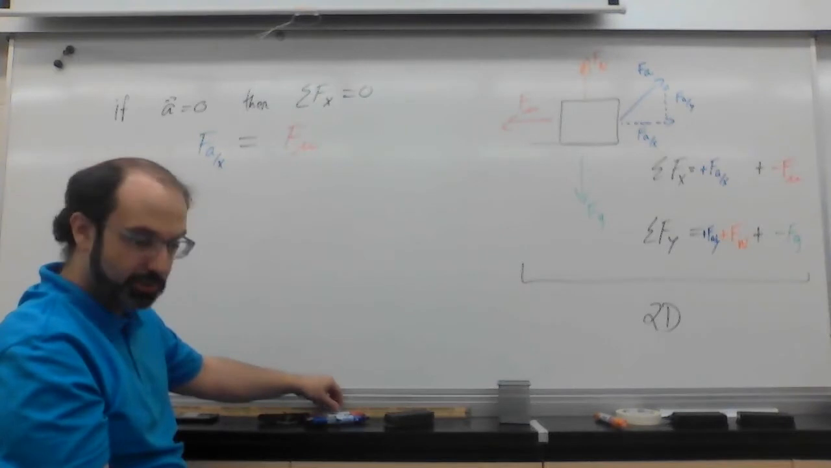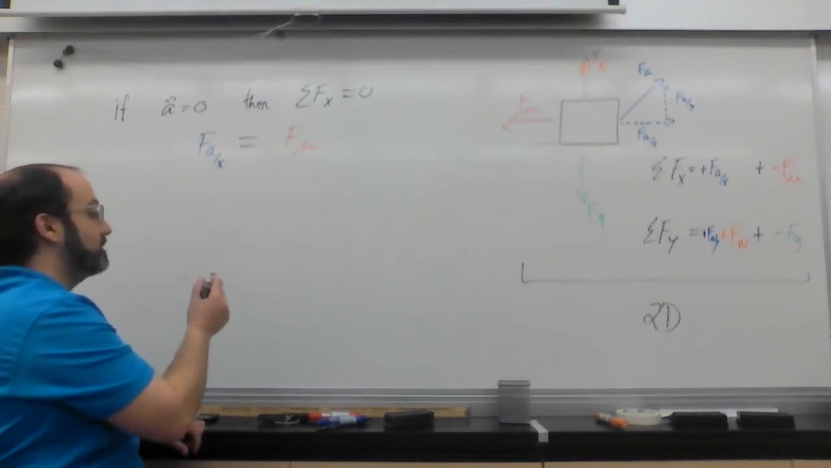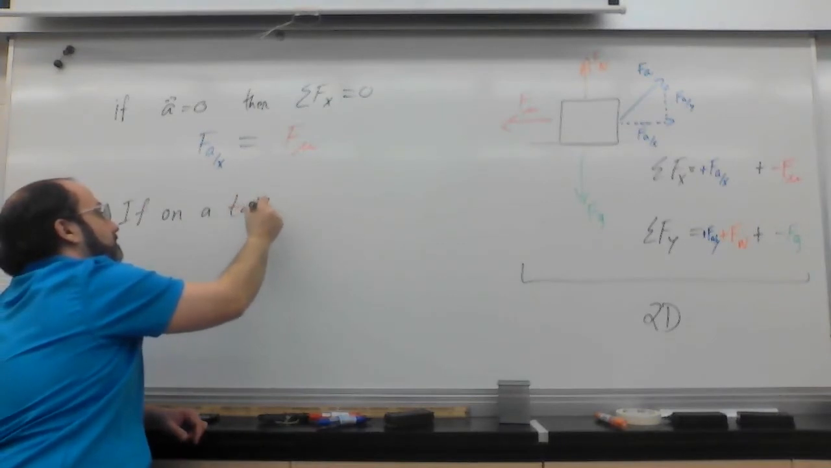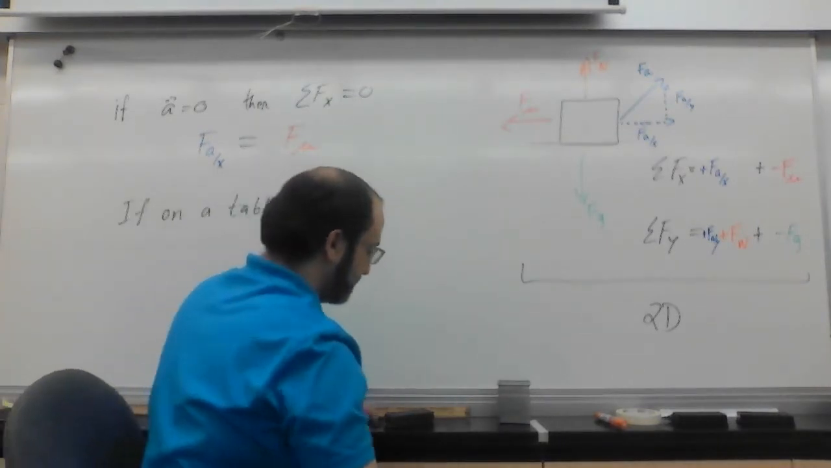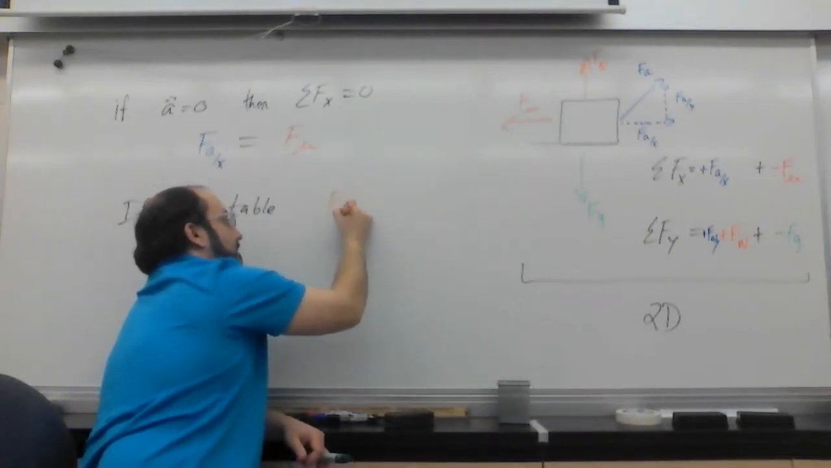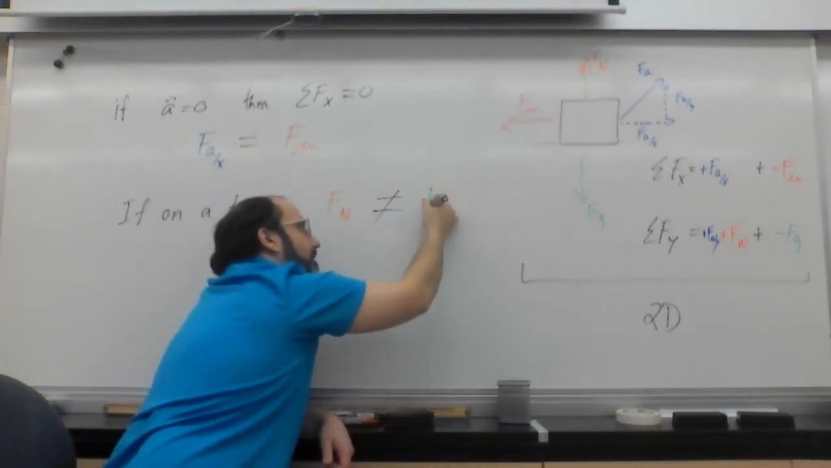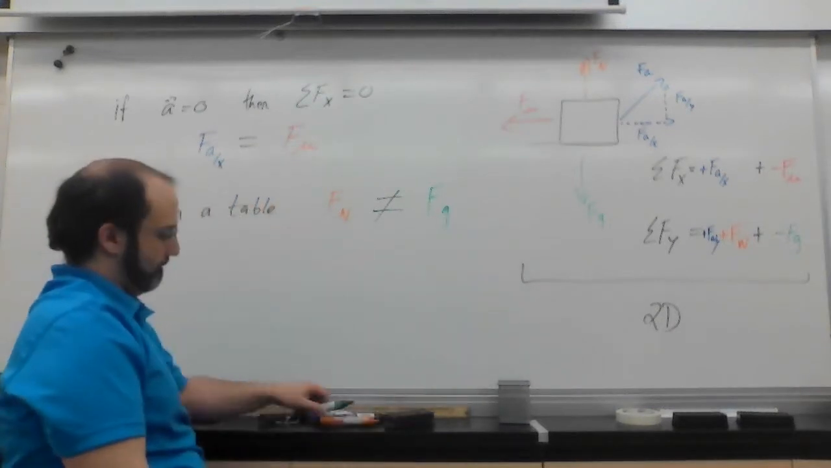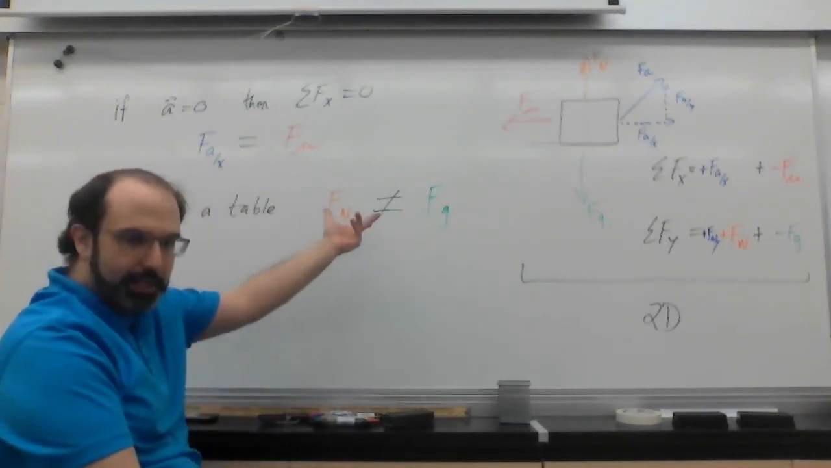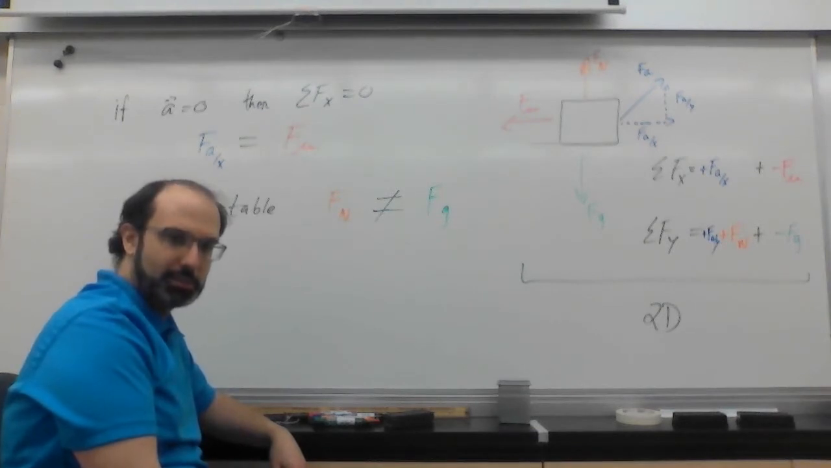Now, the other place where things are going to be different is that, and this is key, this is going to be a key one, okay, is that we've already talked about if on a table Fn does not equal Fg. What? Why? It was like that for every single time in one-dimensional dynamics, but now that we're 2D, it's no longer true.